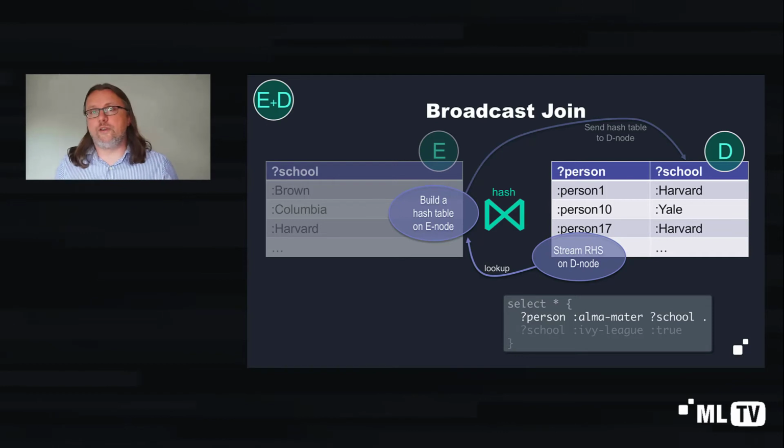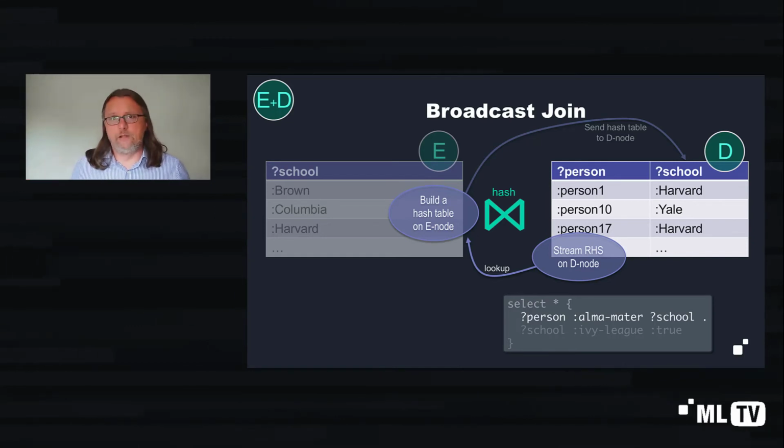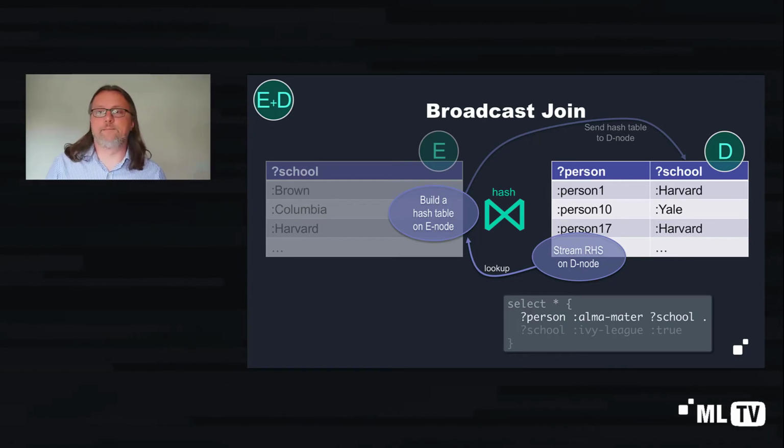But it may also allow us to push down more operations to the D node on top of that broadcast join. So we might be able to push down grouping. We might be able to push down more filter execution or things like that, because the broadcast join has pushed that information down to the D node and it's available there.